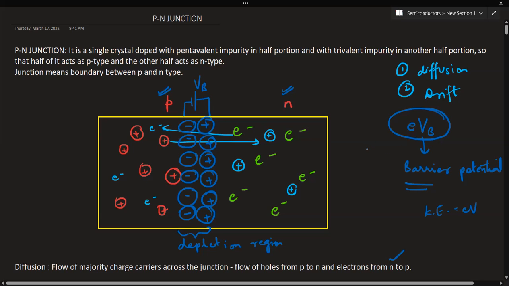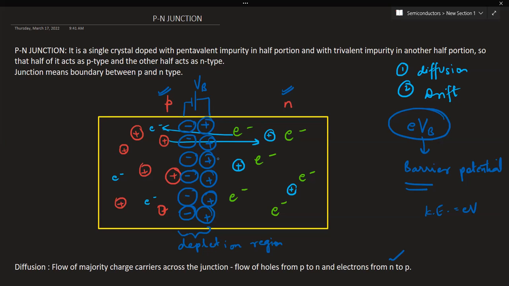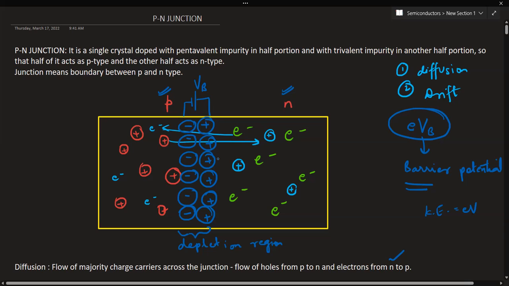So this potential difference sets up an electric field across the junction, which further opposes the movement of majority charge carriers. This is known as the barrier potential, and the region through which the barrier potential has been created is known as the depletion region. Is this clear now? Yes, ma'am. So this barrier potential will set up an electric field in the direction from N to P side.